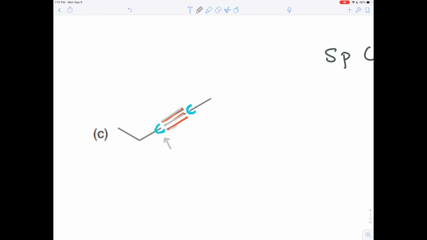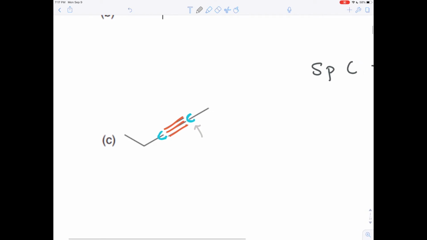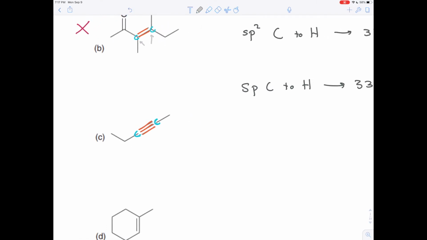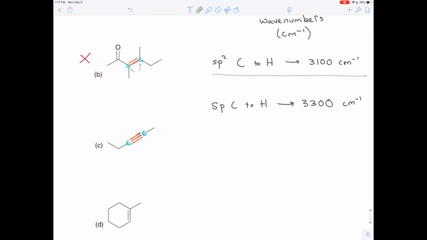That carbon has 1, 2, 3, 4 bonds drawn explicitly. That means there are no invisible hydrogens to that carbon. The carbon on the right has 1, 2, 3, 4 bonds drawn to that explicitly. So there are no hydrogens bonded to that sp hybridized carbon. So nowhere in this molecule do we have an sp2 hybridized carbon to hydrogen or an sp hybridized carbon to hydrogen. And so this molecule will not have an absorption just to the left of 3,000.